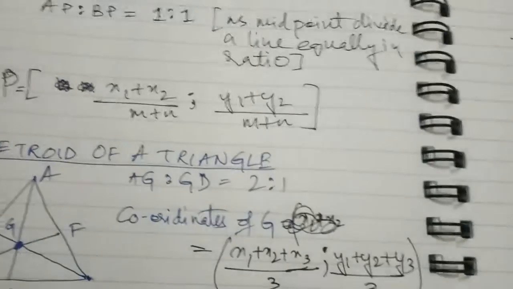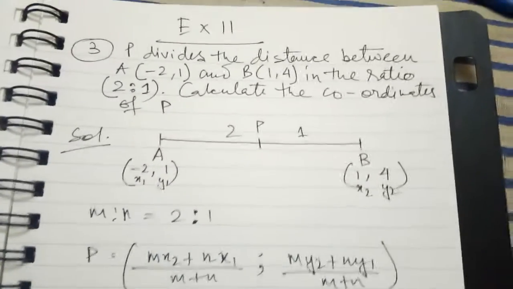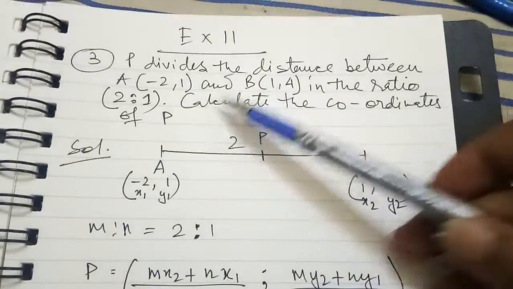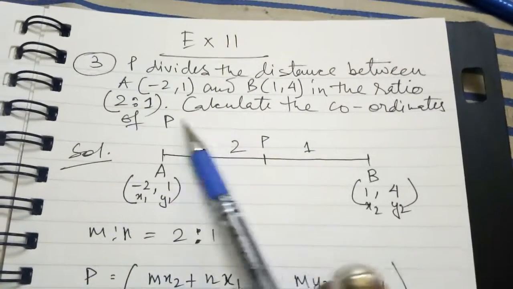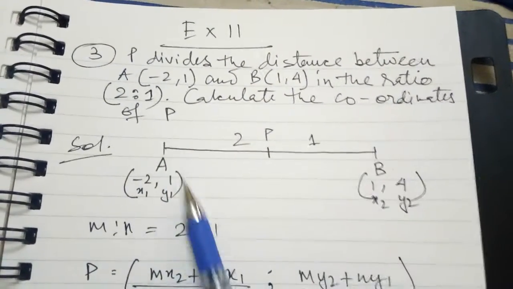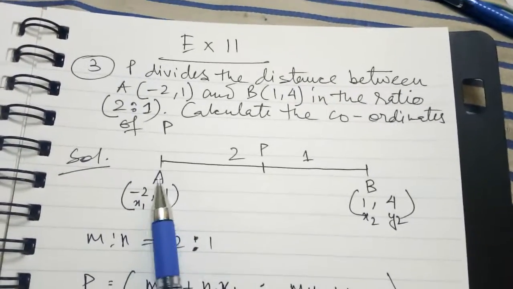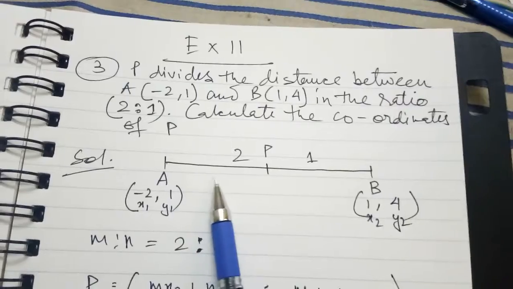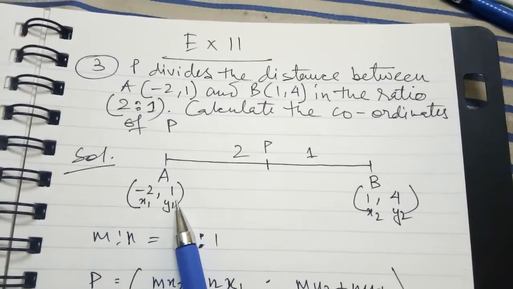Okay, next I'll take one question, and I'll make you understand from this exercise question only. P divides the distance between A and B in the ratio 2:1. Calculate the coordinates of P. First of all, try to draw a simple diagram, one line. The ratio is 2:1, and the coordinates of A and B are -2, -1 and 1, 4.